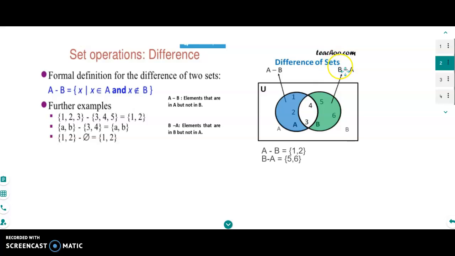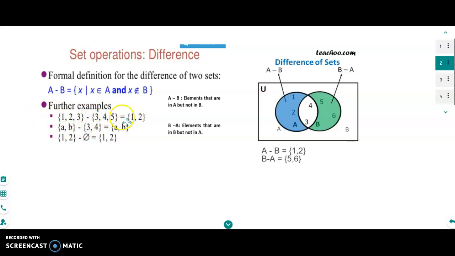Now, if we are going to see B minus A, it will be the opposite, the elements that are in B but not in A, okay? It will be only the green zone, only the elements 5 and 6, all right? 5 and 6 will be B minus A. Can you see? A minus B will be 1 and 2, B minus A, 5 and 6. Blue zone, A minus B, green zone, B minus A. Alright?